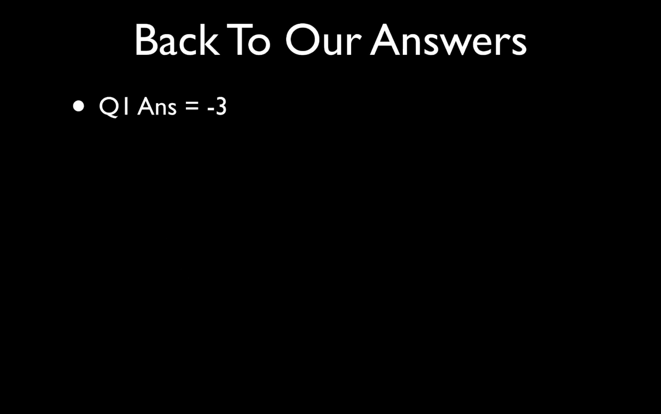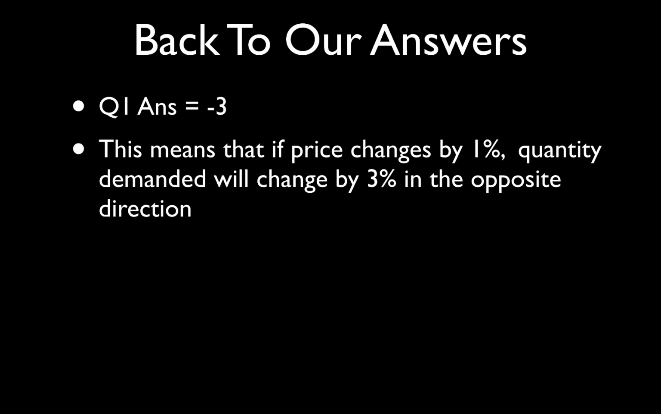Now, looking to interpret these answers, our first answer, I believe, was -3. So what does this mean? Well, what's the definition of PED? It measures what percent quantity demanded has changed following an averaged out 1% change in price. So if we have a PED of -3, the first thing is it's a minus, so it's a normal good and therefore obeys the law of demand.